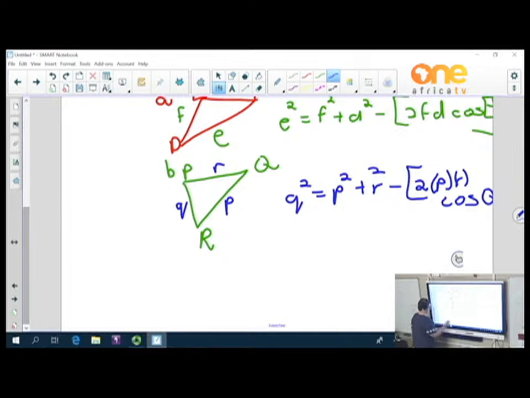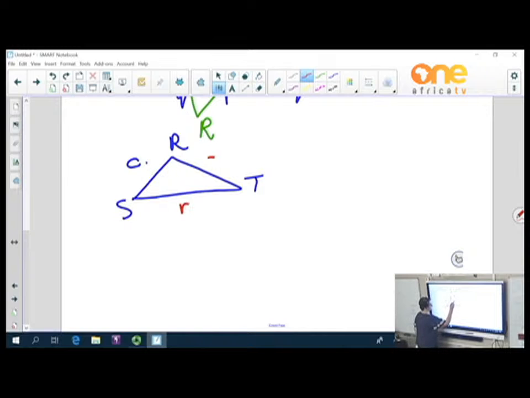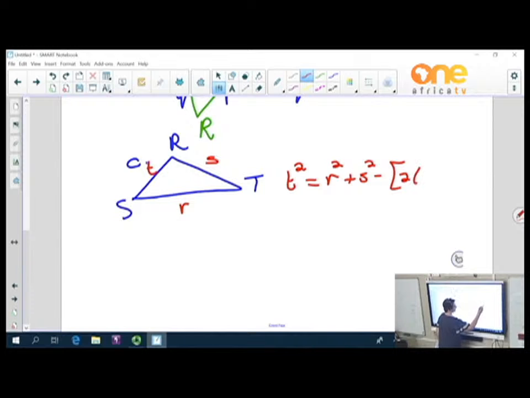And the last one there, number C, there's the triangle. What will the sides be? This is what we want to find now. This is R, this is S, and this is T. Let's say you want to calculate T, then T squared is equal to R squared plus S squared minus 2 times R times S cosine T, coming back to that angle. And the side, that's the one that you want to calculate.